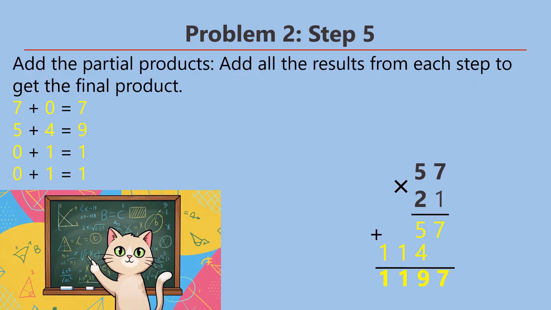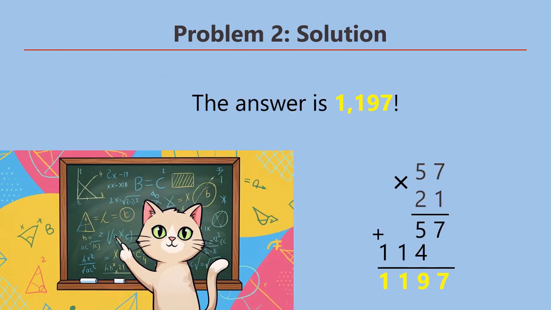Step 5. Add the partial products. Add all the results from each step to get the final product. 7 plus 0 is equal to 7, 5 plus 4 is equal to 9, 0 plus 1 is equal to 1, and 0 plus 1 is equal to 1. The answer to problem 2 is 1197.